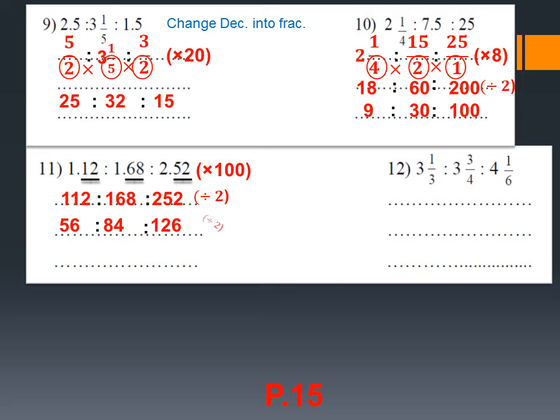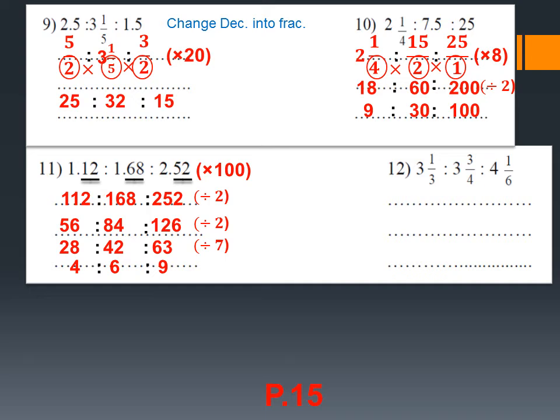All of them are even again, so divide by 2: 28 to 42 to 63. Even, even, odd. Check to divide by 3, but 28 can't be divided by 3. Then check to divide all of them by 7. Yes, all of them can be divided by 7. 28 divided by 7 equals 4. 42 divided by 7 equals 6. 63 divided by 7 equals 9, and this is the simplest form.